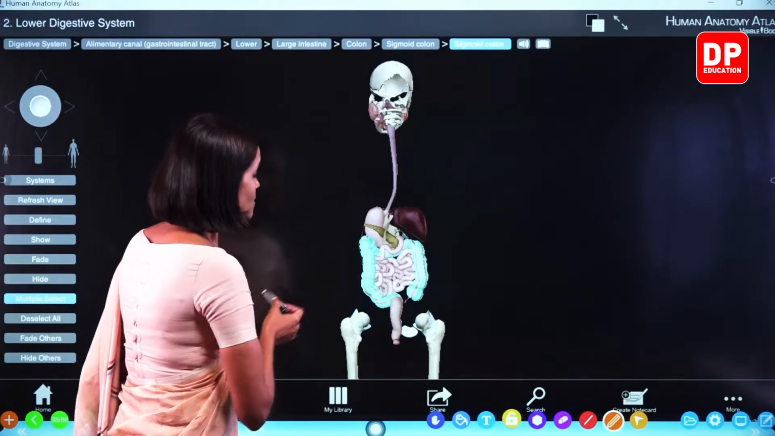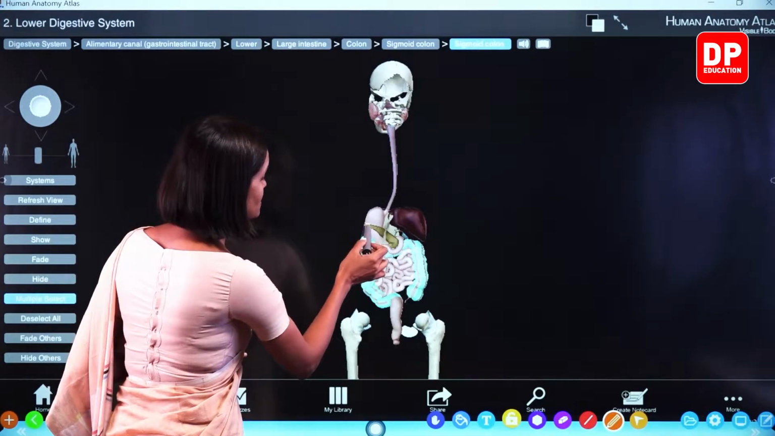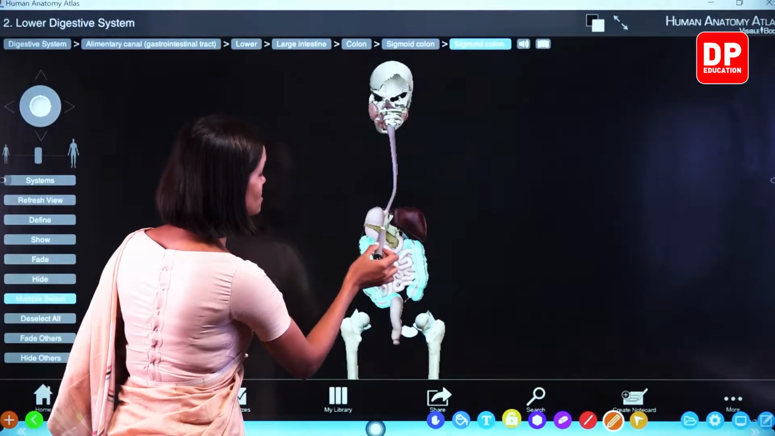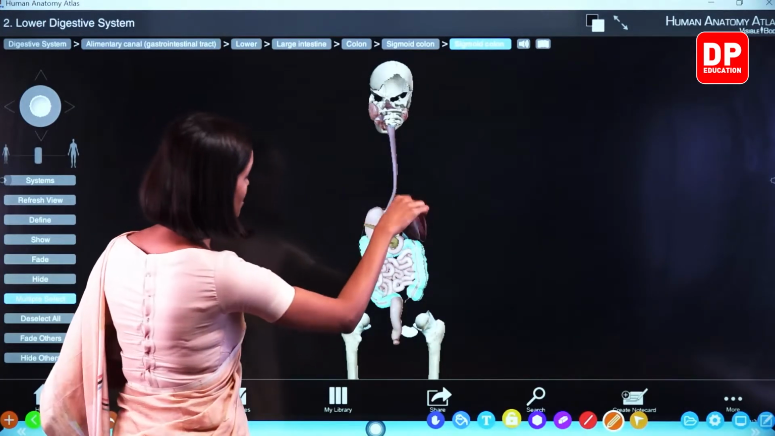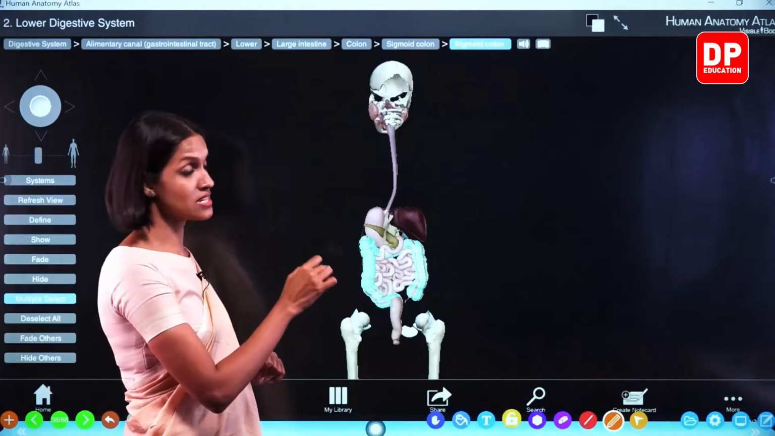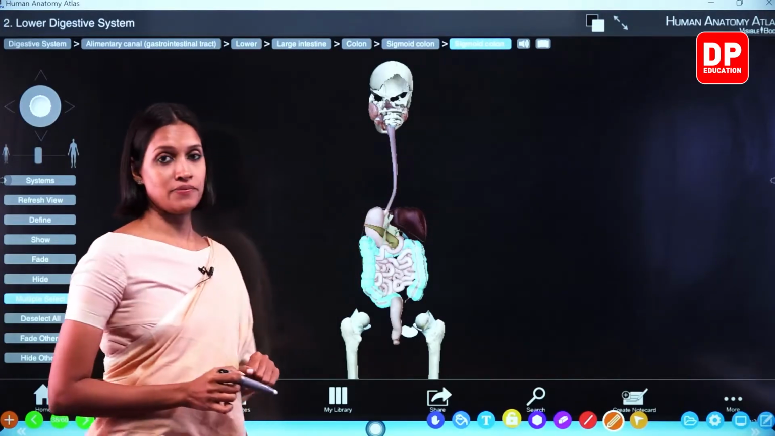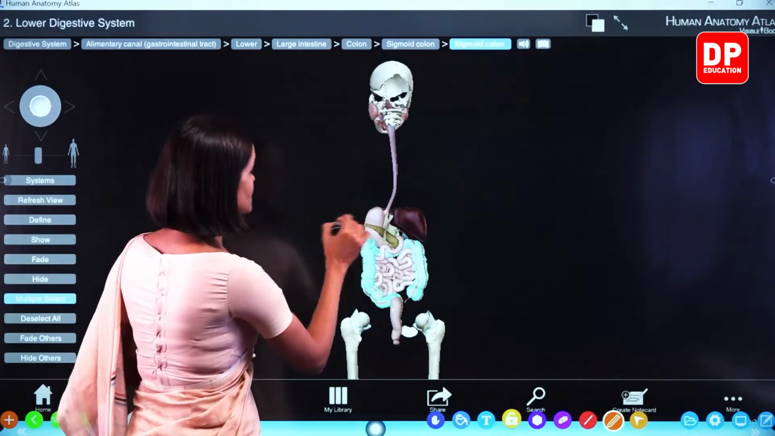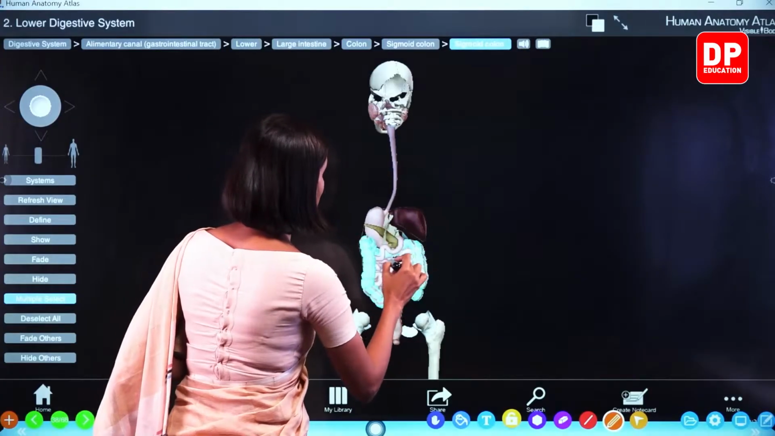Okay, children. So here you all can see this leaf-like structure. This is known as the pancreas. From the front view, you can't see it properly. It is a leaf-like structure, and this is the liver.